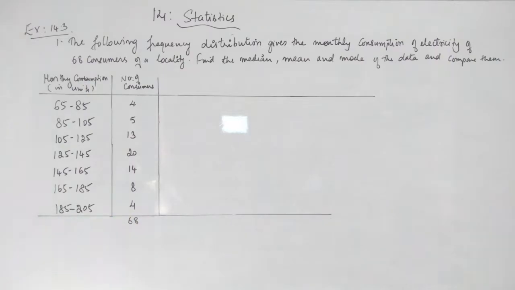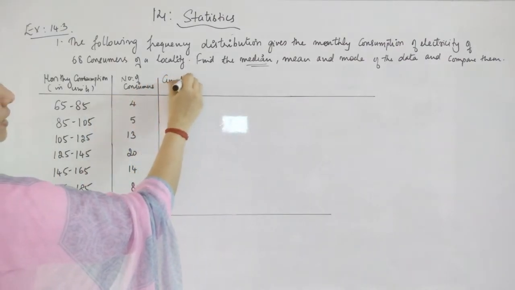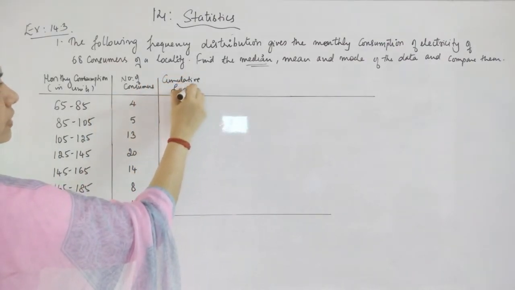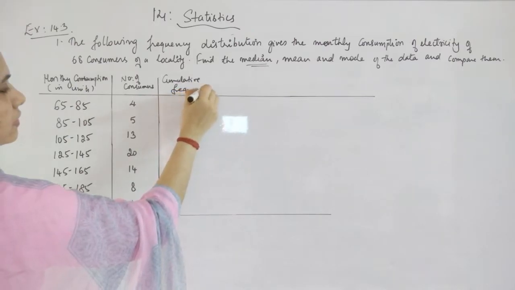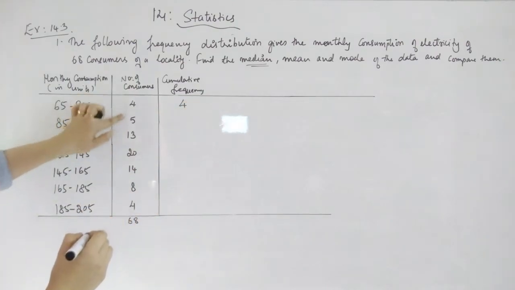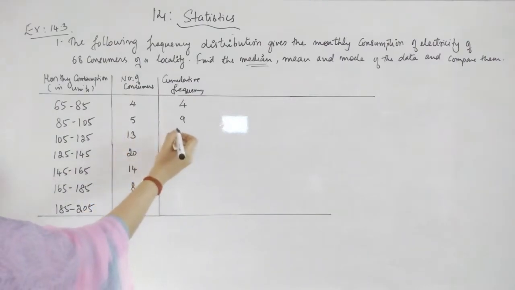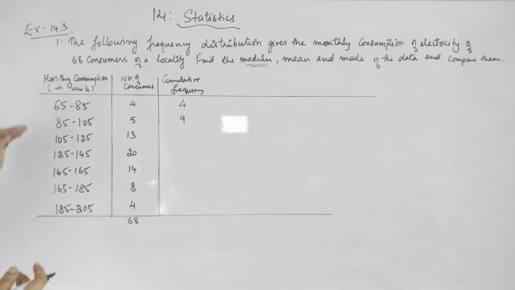Now the first thing we will do is find out the median. For the median, what do we need? First, the cumulative frequency table. We will just draw this. First is 4, then you add these two, which gives 9, then plus 13, and like that it will go. This is the less than cumulative frequency type.